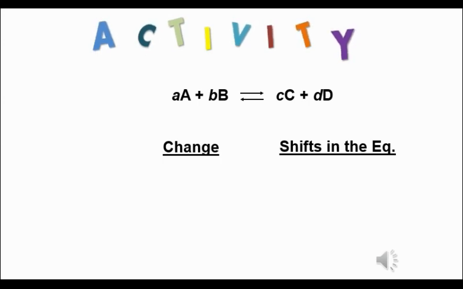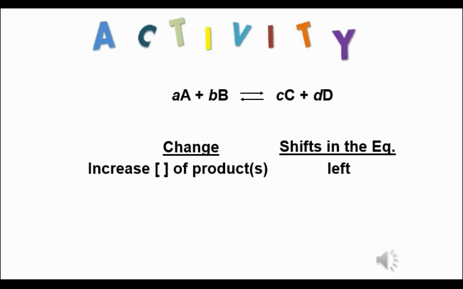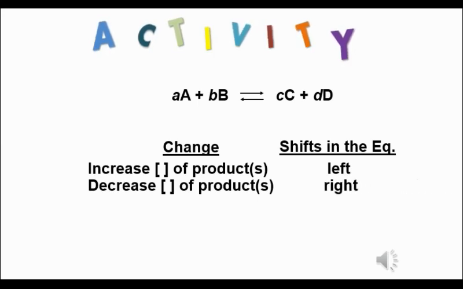Let's do it together. Firstly, what will happen when we increase the concentration of the products, either C or D? Yes, the equilibrium position will shift to the left. Next, what will happen when we decrease the concentration of the product, either C or D? Yes, the equilibrium position will shift to the right.